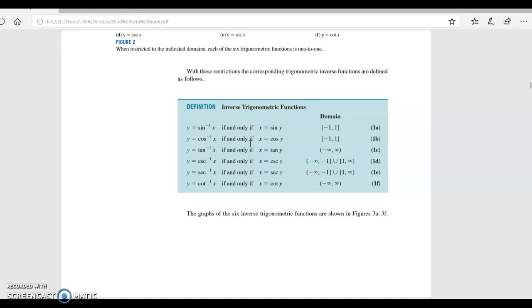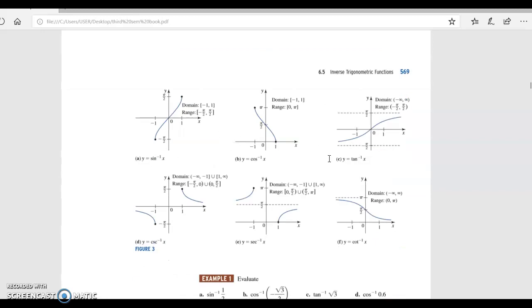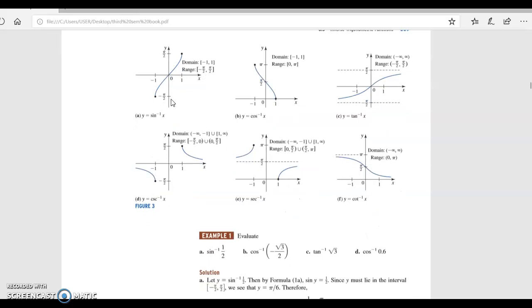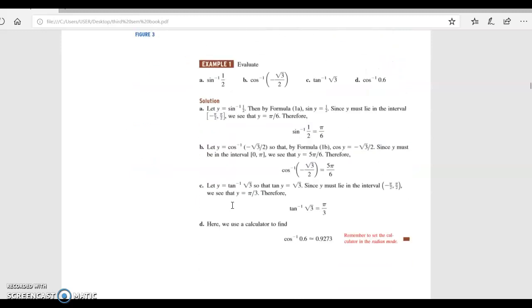Y equal to cos inverse x. We looked at these in the last class. These are the graphs of this function. Can you memorize this? Yes, okay. So let's move on to the examples. This is very simple, that's why I'm dealing with it through this.